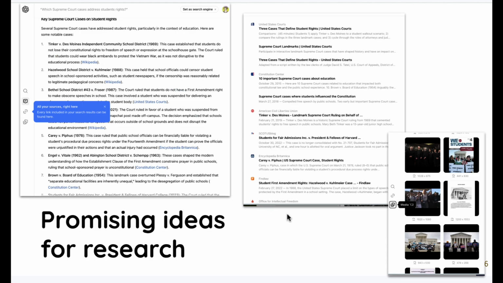Another promising idea for research, in this case I asked which Supreme Court cases addressed students' rights, and it did a fine job listing the cases, and you can see I chose more than one large language model. I actually tend to do this. I tend to use my tabs to keep multiple large language models open and compare the output among them as I look at my results.